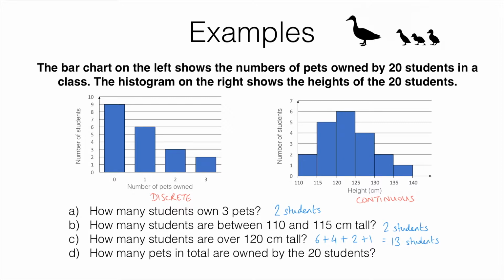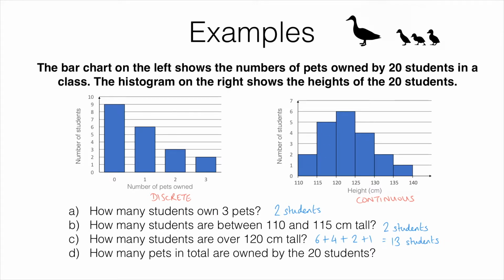A slightly quicker way to do that question might have been to work out how many students were less than 120 centimetres tall. That would have been 5 students plus 2 students from these 2 bars down here. So we know that 7 students are less than 120, and we know that there were 20 students altogether, so 20 minus the 7 would give us 13.